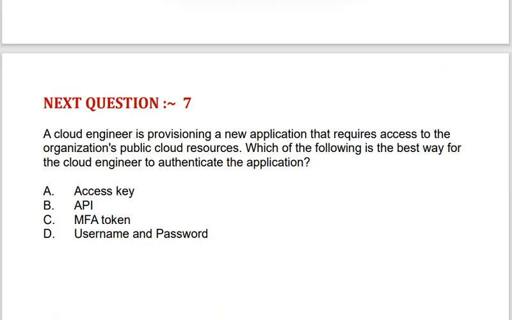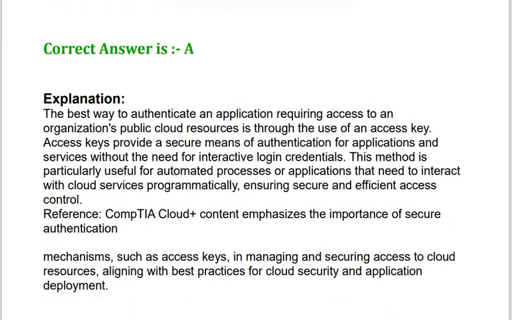Now the question is, a cloud engineer is provisioning a new application that requires access to the organization's public cloud resources. Which of the following is the best way for the cloud engineer to authenticate the application? Option A, access key. Option B, API. Option C, MFA token. Option D, username and password. Correct answer is option A.